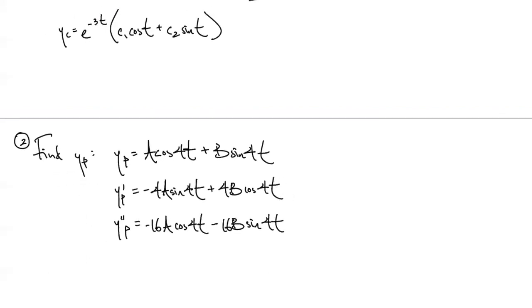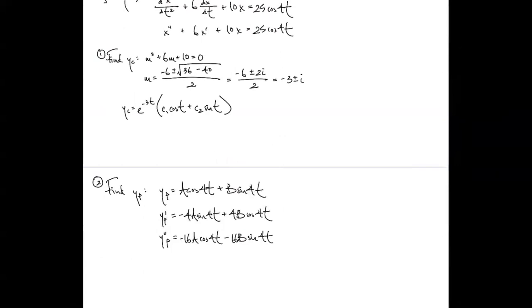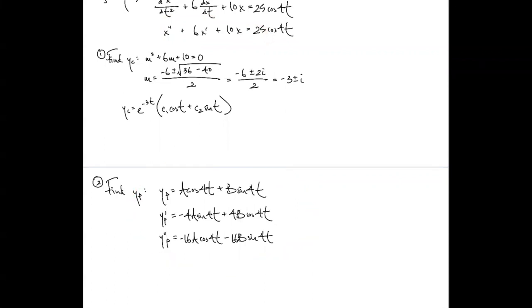All right, now what in the world are we plugging that into? Well, I guess I should have used y, but y double prime plus 6y prime plus 10y. We're going to plug in all of those: second derivative where there's a second derivative, first derivative where there's a first derivative, regular guess where there's a regular guess, and it should equal 25 cosine of 4t.